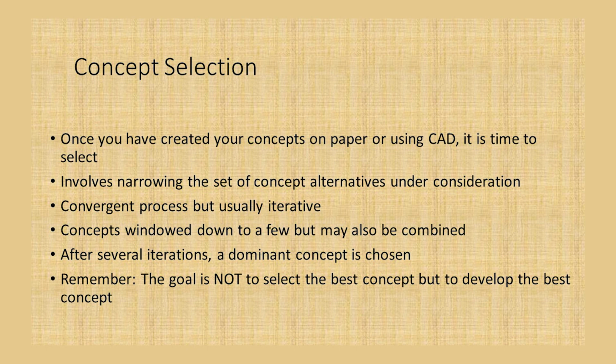can be windowed down to a few, but also may be combined. So, you might have 3 concepts, you may even combine them in the concept selection phase. So, it is not just selecting 1 out of 10, it may be that 2 and 5 may be combined to create another 11th one. And then after several iterations, you can choose a dominant concept.